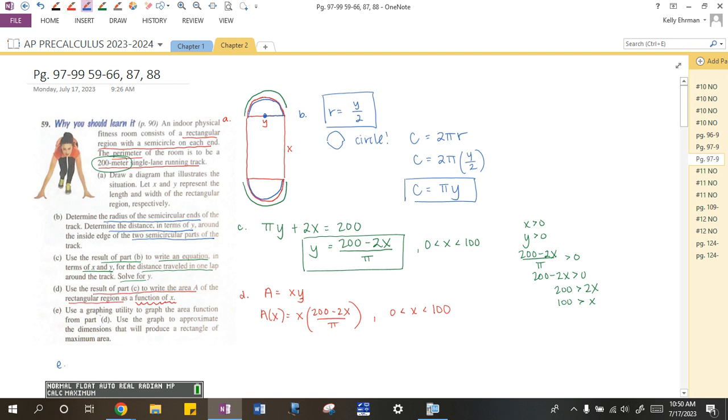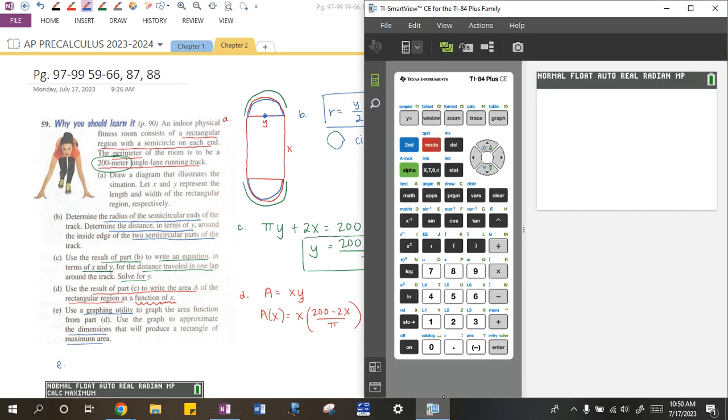And then part E says use a graphing utility to graph the area function from part D. Use the graph to approximate the dimensions that will give a maximum area. So let's type this into our graphing calculator. I think I'm just going to distribute the x through. So 200, oh, sorry, I need parentheses around the numerator.